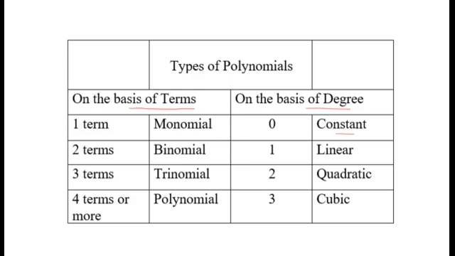Also, on the basis of degree, as we have discussed, when the degree is 0, it is constant. When the degree is 1, it is a linear polynomial. When the degree is 2, it is a quadratic polynomial. And when finally the degree is 3, it is a cubic polynomial.